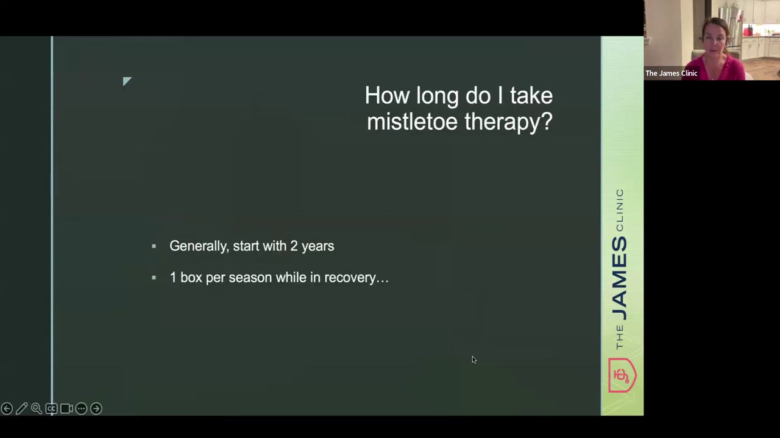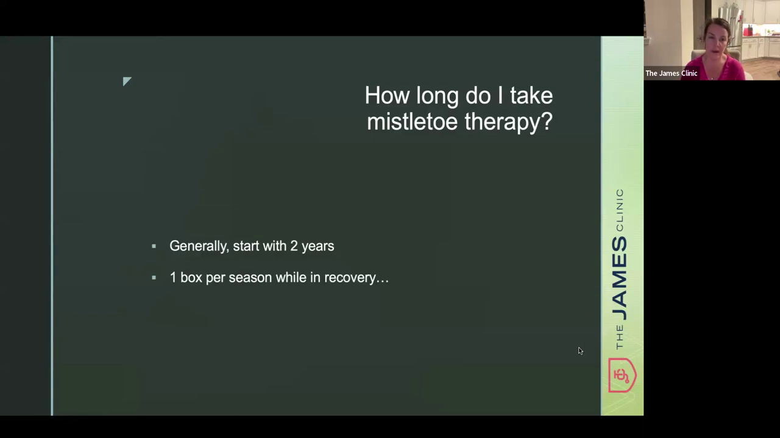So how long do I take mistletoe therapy? Most doctors plan on starting a 2-year course during or after treatment. And then, like I said, once a patient is in remission or no evidence of disease, 1 box per season, or we can come up with something more custom for them.